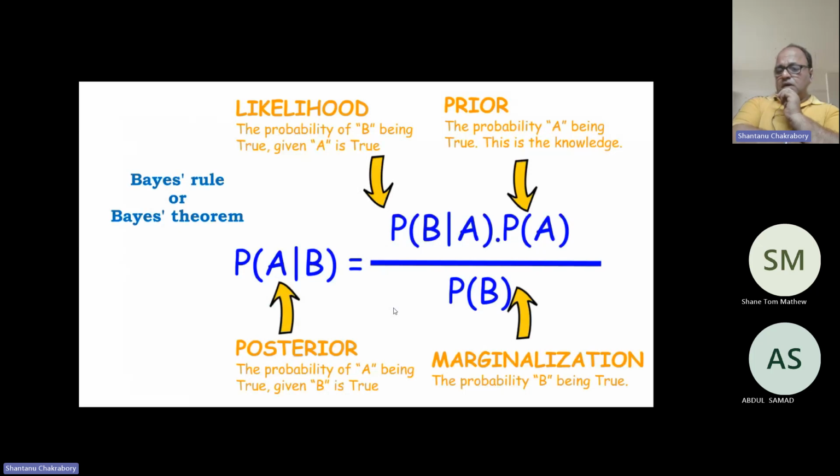You have the posterior probability of a given event being true, the likelihood of a probability for a particular event being true, the prior probability of a given event being true, and the marginalization of a probability for a particular event being true. You have all these rules that you apply in the Bayes theorem.